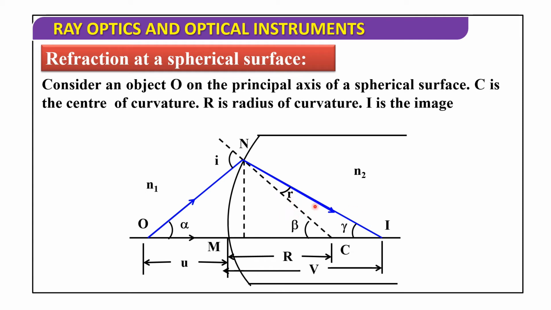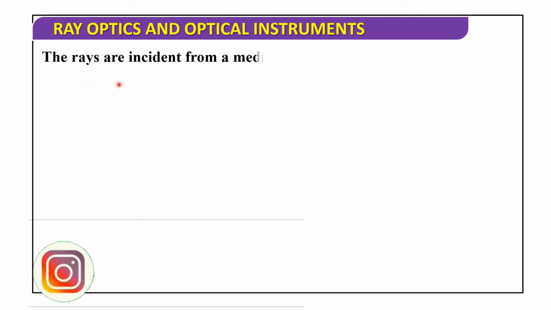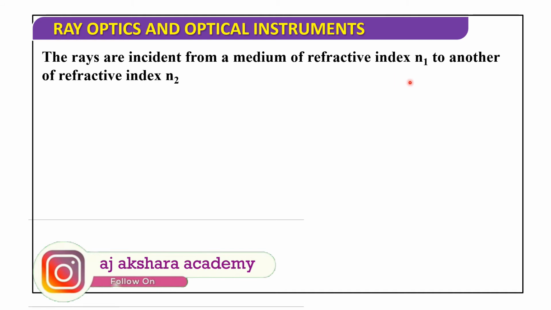Here we are placing this spherical surface in between two mediums. One is N1 and the other is N2. N1 is the refractive index of the first medium and N2 is the refractive index of the second medium. Here U denotes the object distance and V denotes the image distance. N denotes the normal. Normal is a perpendicular line drawn at the point of incidence. The rays are incident from a medium of refractive index N1 to another of refractive index N2.